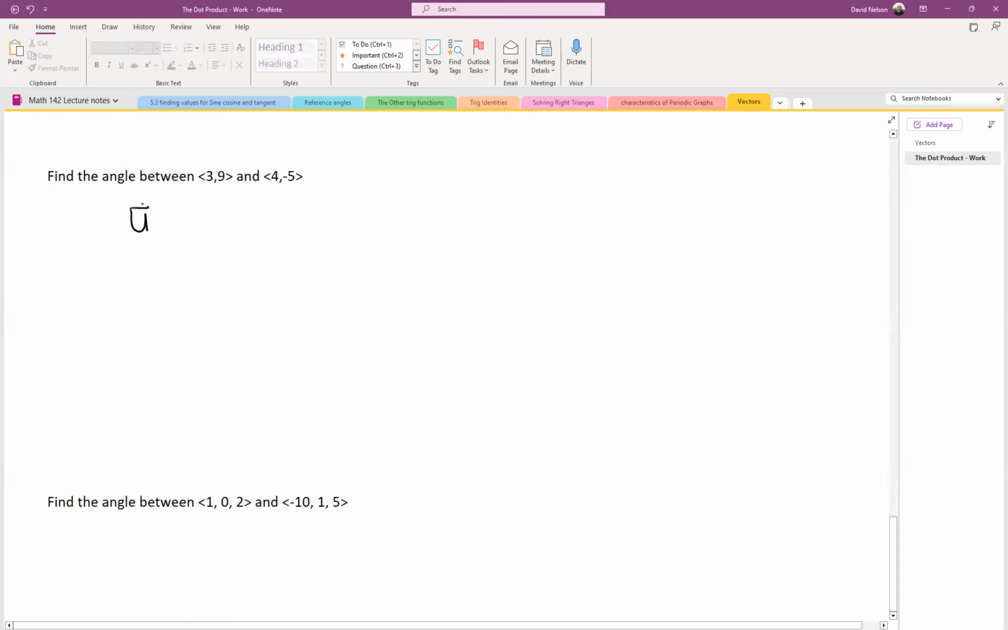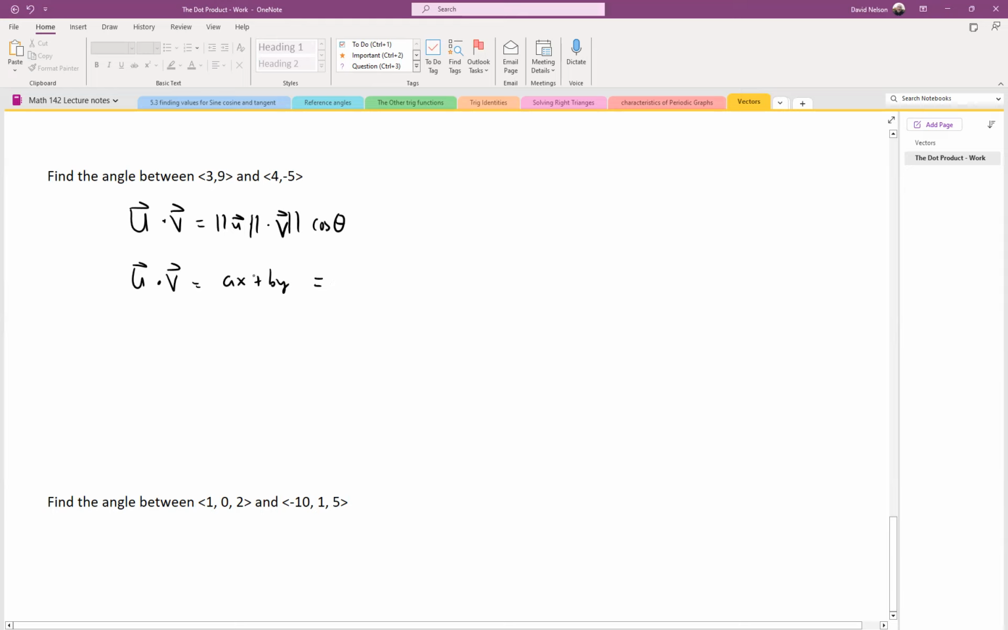You can find the dot product as u dotted with v is the magnitude of u times the magnitude of v times cosine of theta. And then also u dotted with v, you can find it doing ax plus by. Multiply the x components together and the y components together.